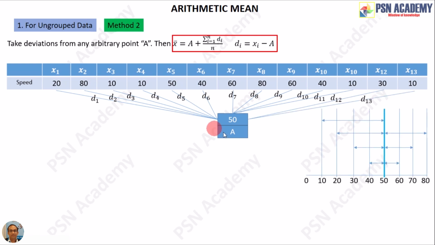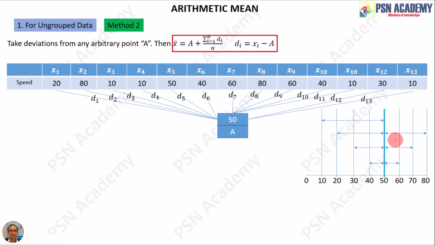Now if you see it in a plot, then you see that your 50, that means the arbitrary point, is standing here, and these are the different data points you have observed, and these gaps you are trying to find out, and these gaps are actually your Dis.